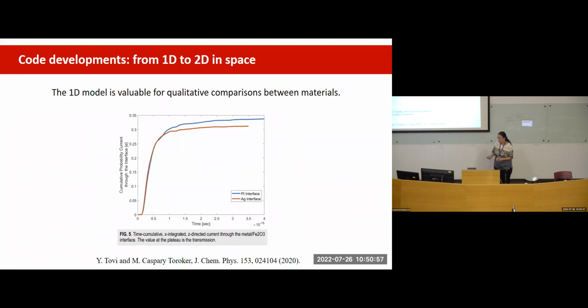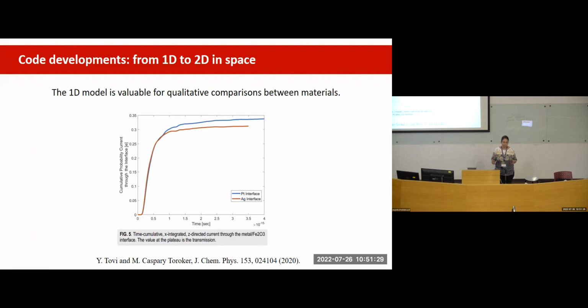The nice thing about this research in this case is that two materials were compared, platinum and silver with iron oxide. And here platinum showed larger transmission probability than silver. But the point is that this trend was consistent both in the one-dimensional model and in the two-dimensional model.